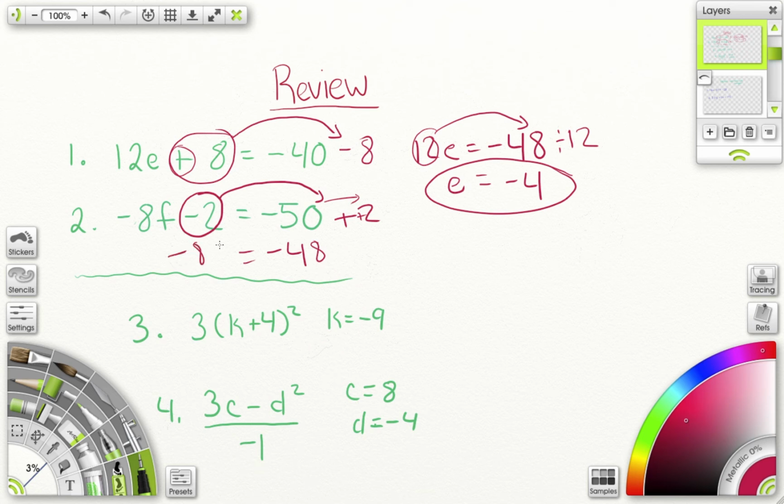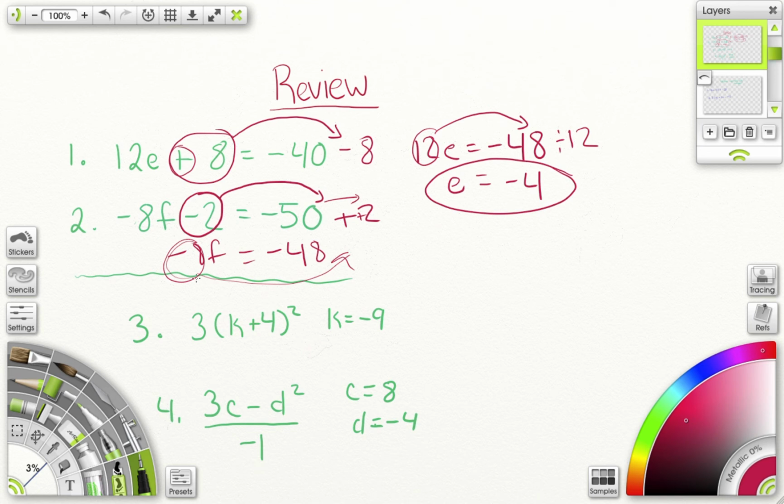So now I have negative 8f. Now all I have to do is isolate that f. So to do so, I take -8 and I move it over to this side here. As you'll see, that -8 is an integer, it's a negative value. When you bring that negative value to this side of the number line, in this case, it doesn't change into a positive number. It remains a negative number. However, you do the opposite operation.